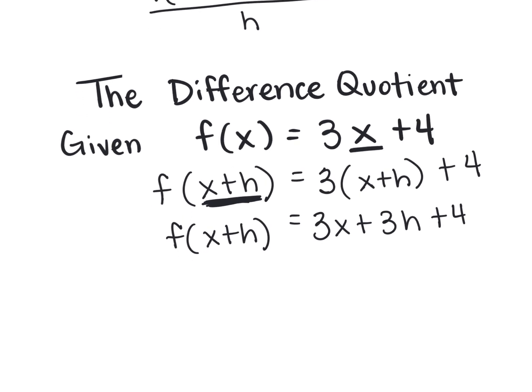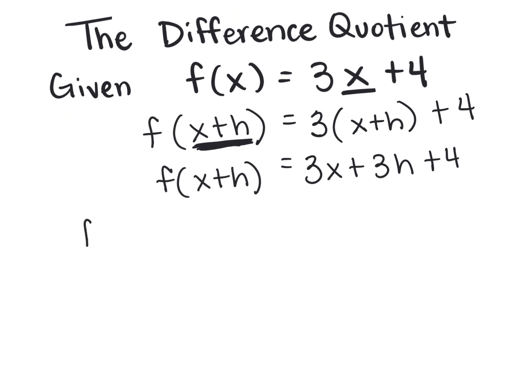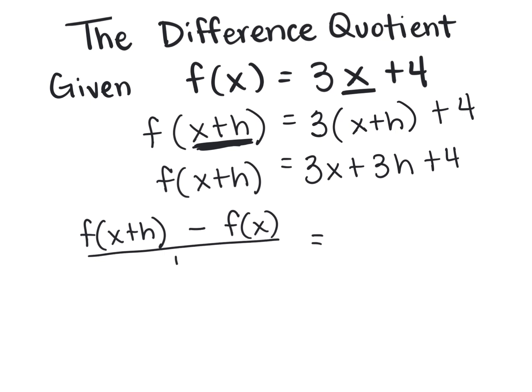So then we come down another line on our work, and we write down f of x plus h minus f of x, and you divide the whole thing by h. This, again, is the difference quotient. So f of x plus h, this entire set right here, is what you found in this step. All of that is written first. So you have 3x plus 3h plus 4.